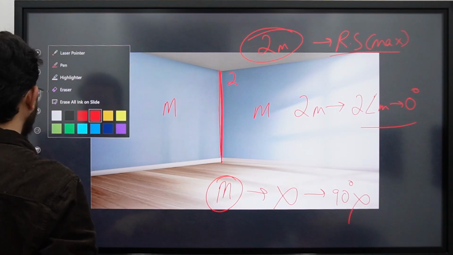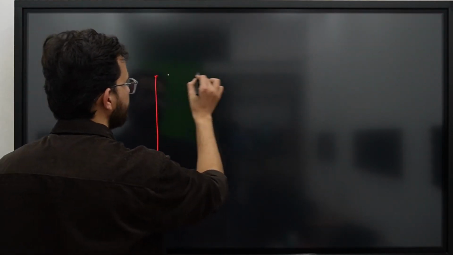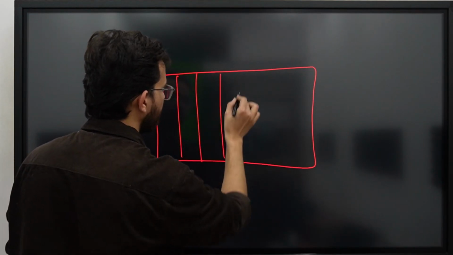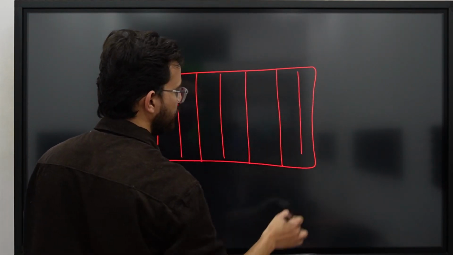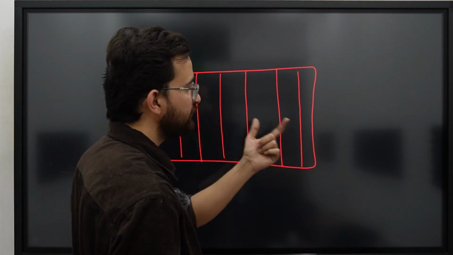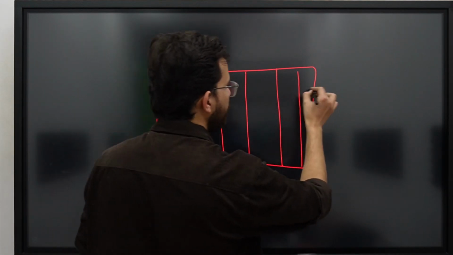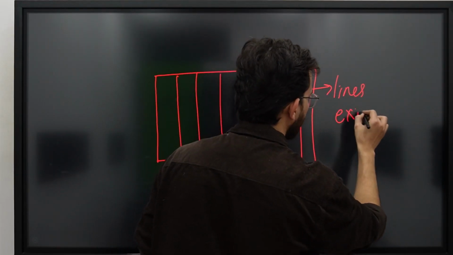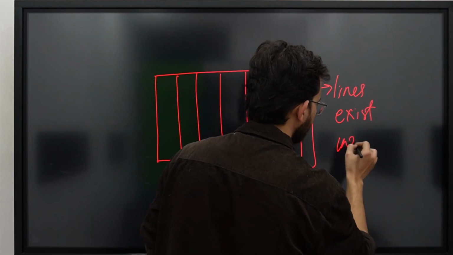For example, if you look at your notebooks, if you had such a ruling, let us say your notebook pages are ruled and the rule lines are in this fashion. All these lines exist inside the page.